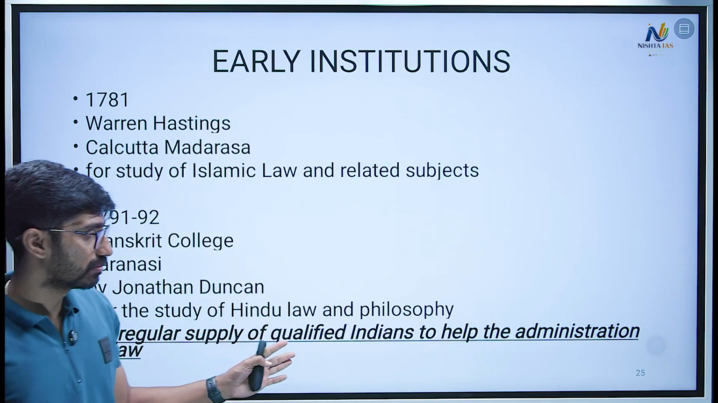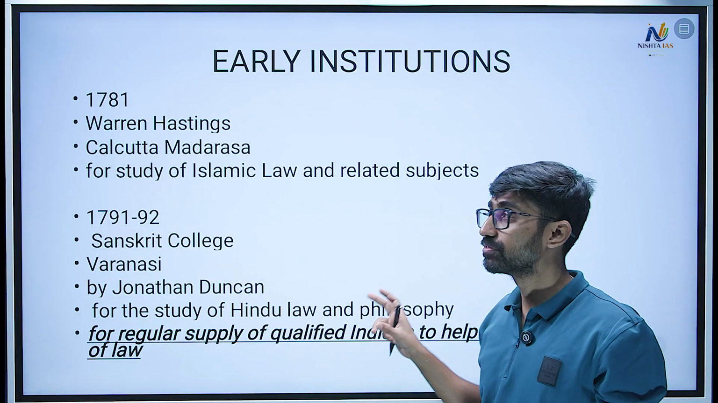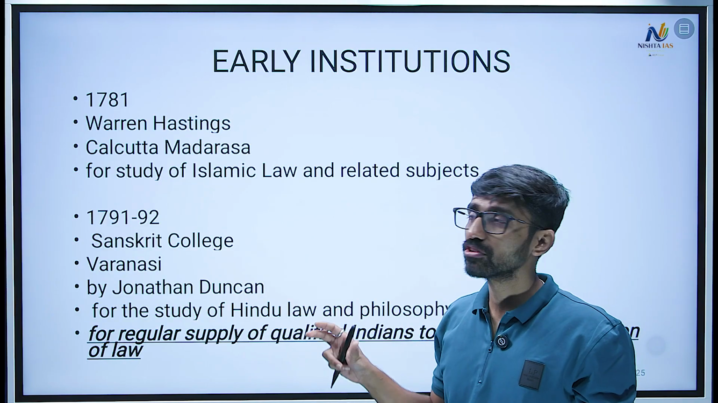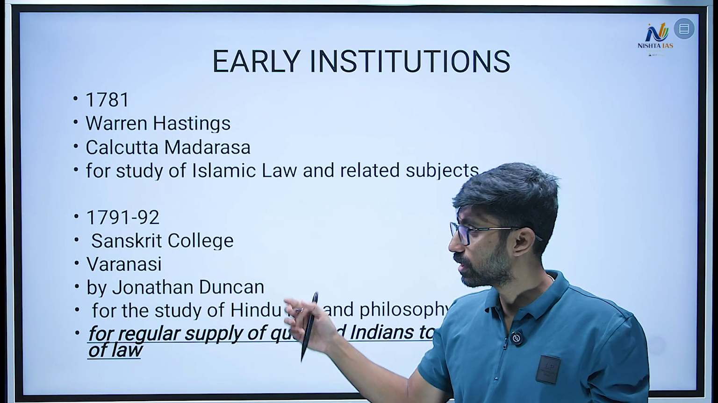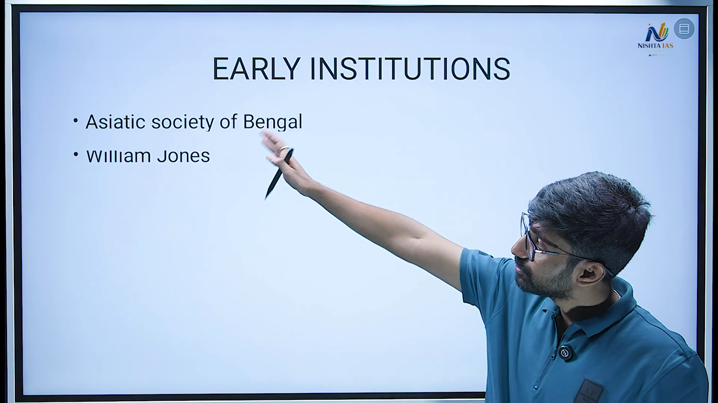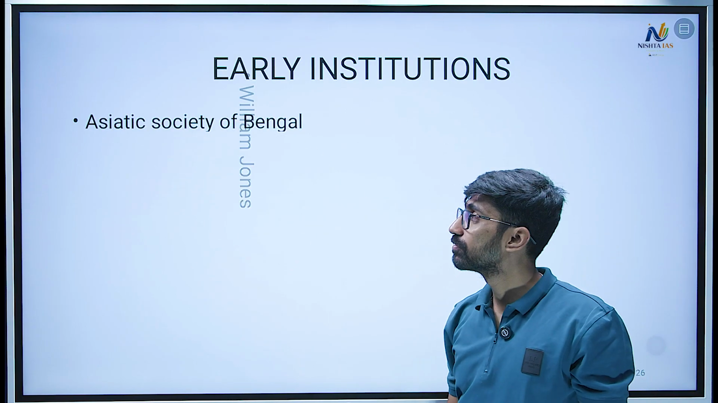We can talk about cheap labor, in terms of qualified Indians to help the Britishers in the administration of the law, because they did not want to introduce a British system of law in India. They wanted to run the administration on the basis of the Indian law system only, to learn Hindu laws and Islamic laws. Some other one: Asiatic Society of Bengal, William Jones was there. Okay, we discussed that in one of the answer options.